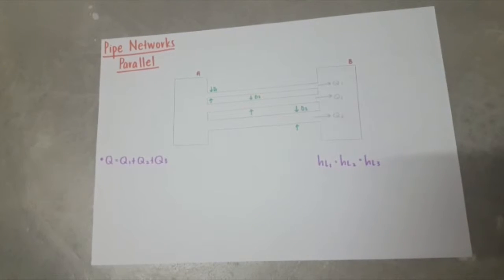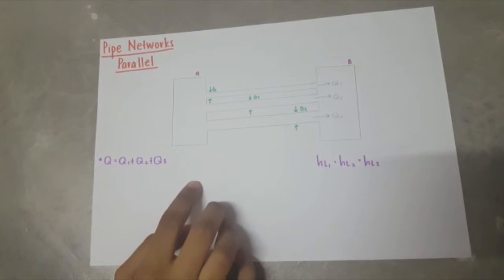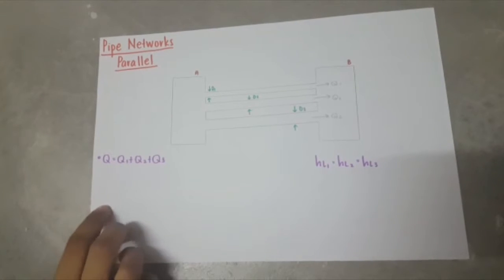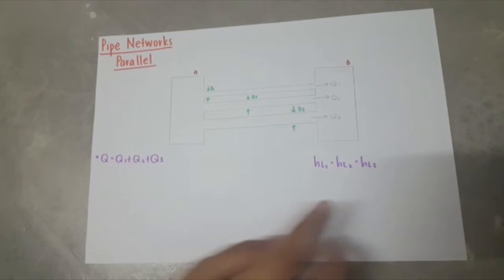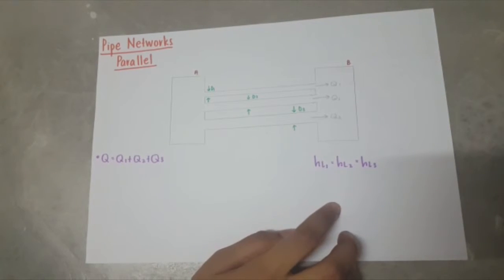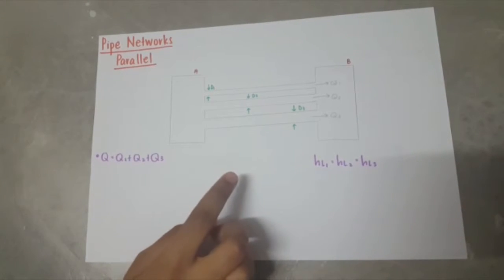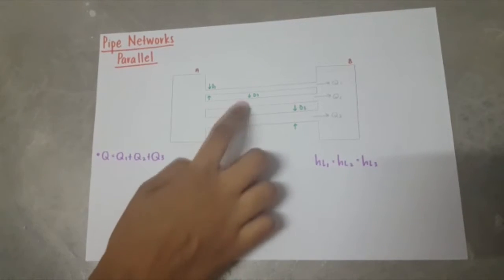Next is the second mechanism, which is the parallel mechanism. The flow rate is separated into 3 different pipes, and the head loss is equal in parallel pipes even though they come in different diameters.